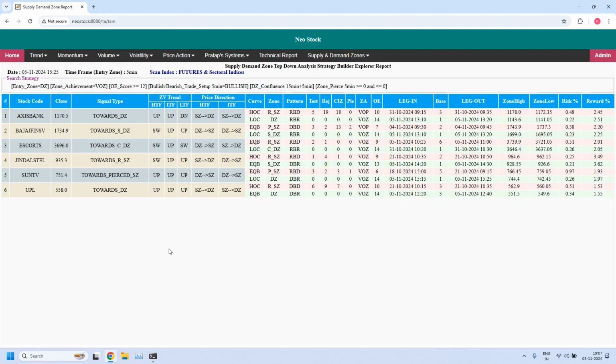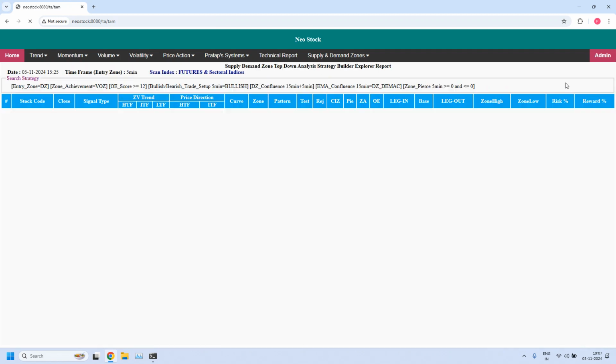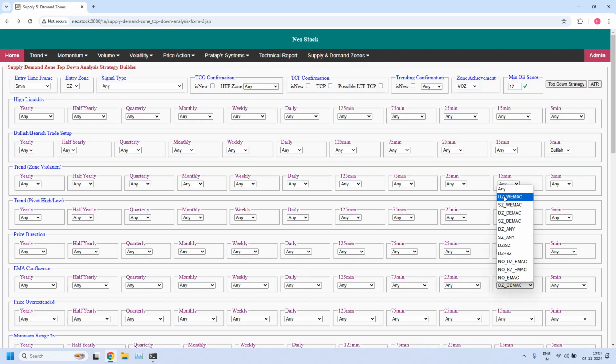If any of these 15 minutes demand zones have daily EMA confluence, they could be an even more high probability setup. So in the EMA confluence, at 15 minutes time frame, 15 minutes demand zone with daily EMA confluence, we did not get any stocks. Okay, fine. I am removing the EMA filter.